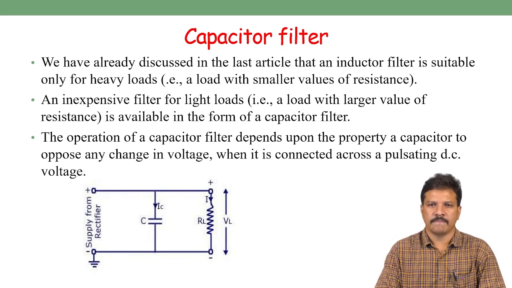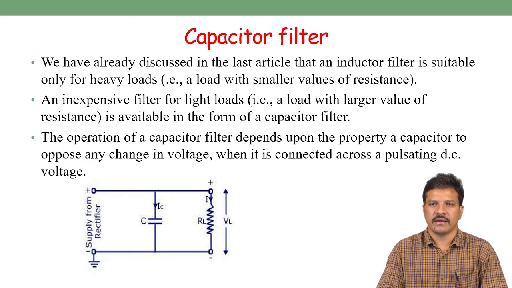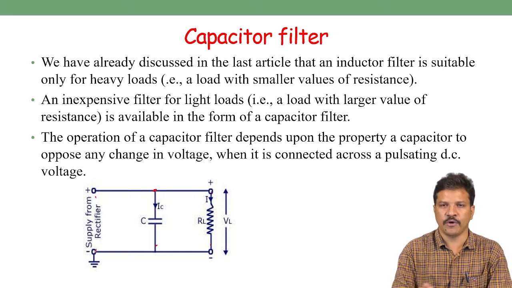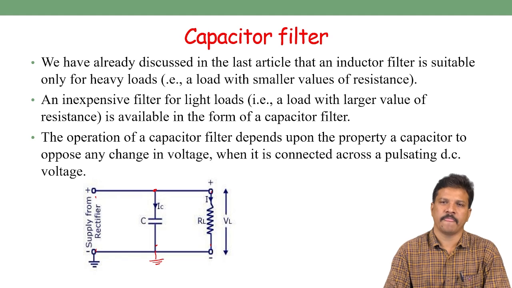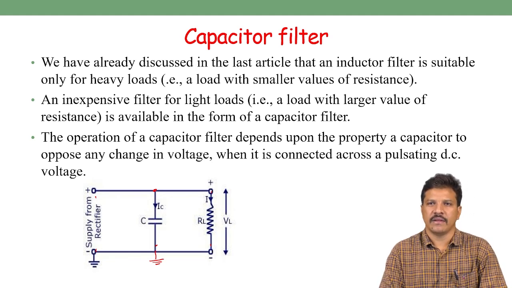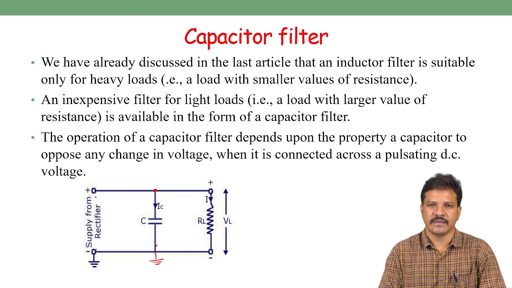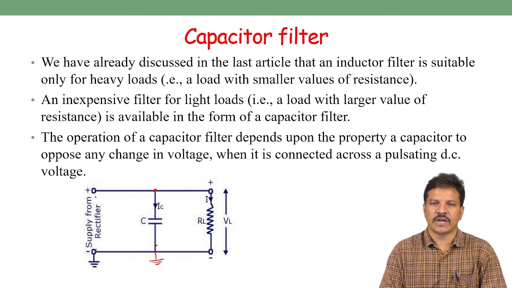Here the load resistor will be high, and then we can use the capacitor filter. It should be remembered that in the capacitor filter, the capacitor is always connected in parallel with the load resistor and the rectified output. What is the purpose of connecting it in parallel? We know the property of a capacitor: it opposes the changing voltage and allows the changing current. Simply, we can say that the capacitor blocks DC and allows AC components.